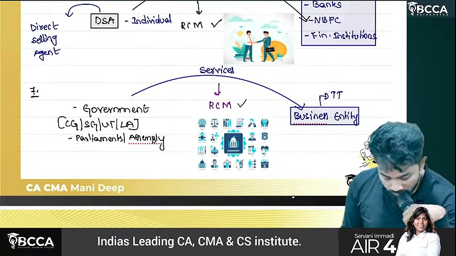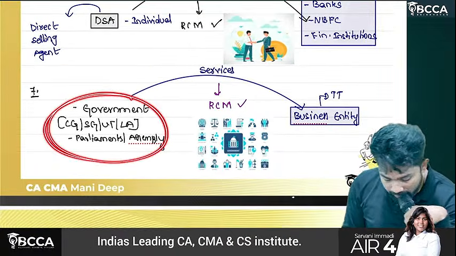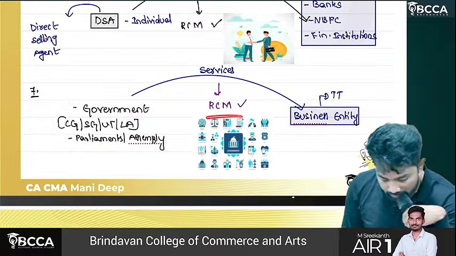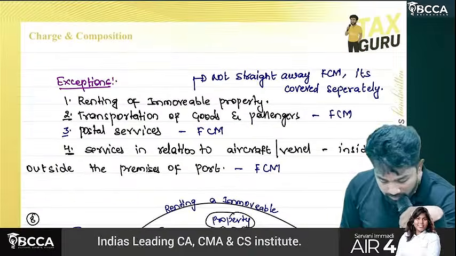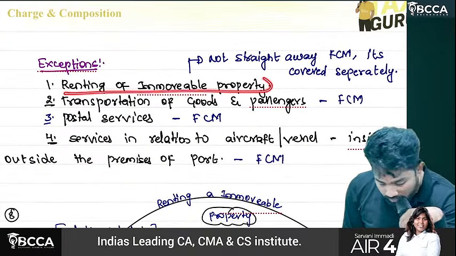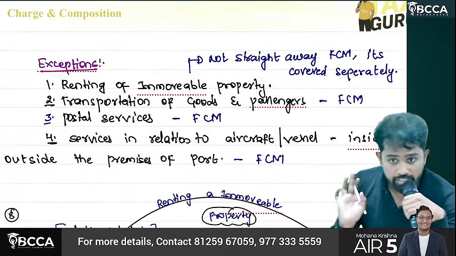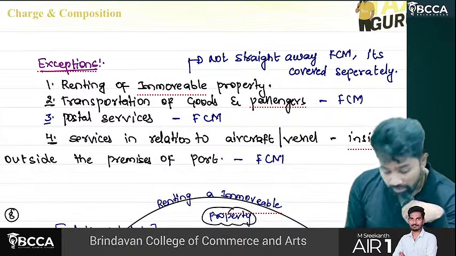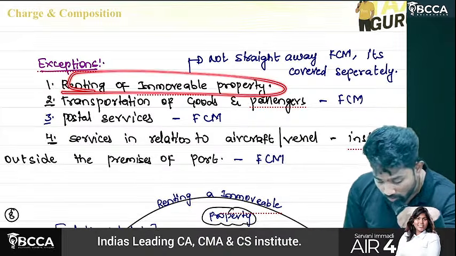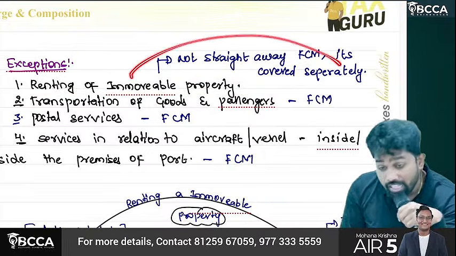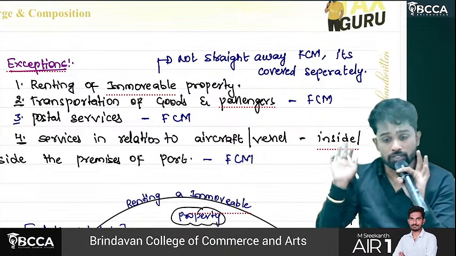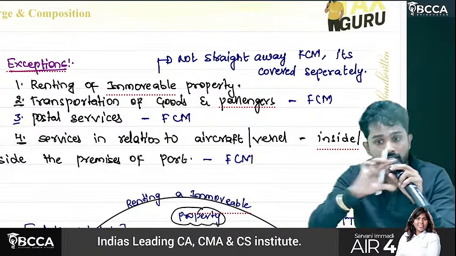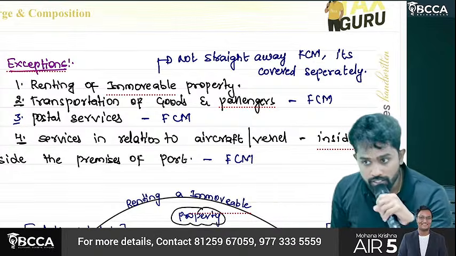Then government providing services to a business entity located in the taxable territory is covered under RCM. There are exceptions, sir. Renting of immovable property is not covered here. Sir, it doesn't mean that if not covered here, it is FCM. Renting of immovable property is not straight away FCM. It is covered elsewhere separately. That's why it is excluded here. It is RCM only, but not covered under this particular provision, covered under a different provision.